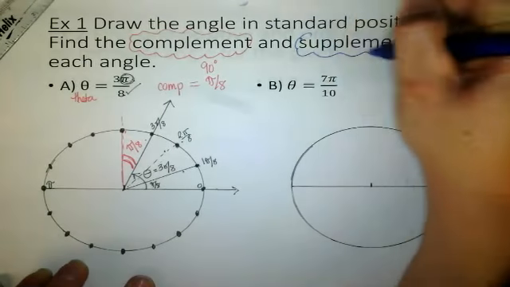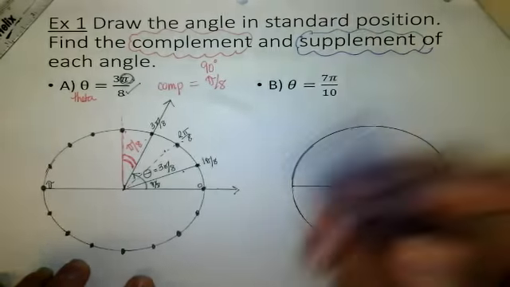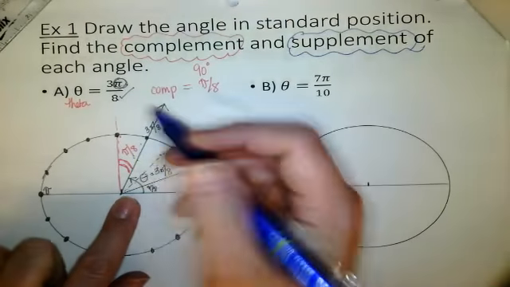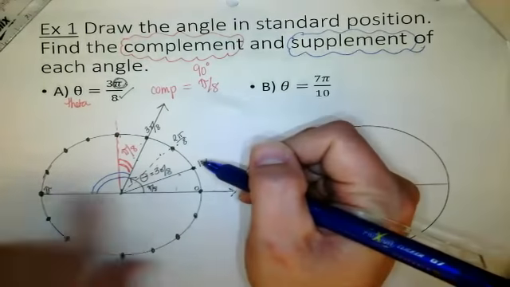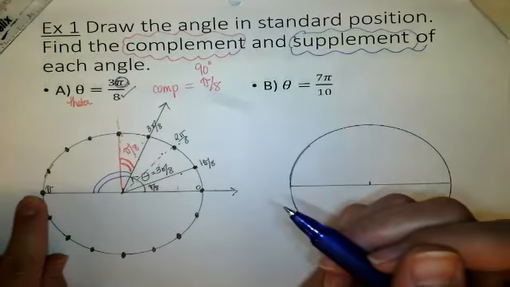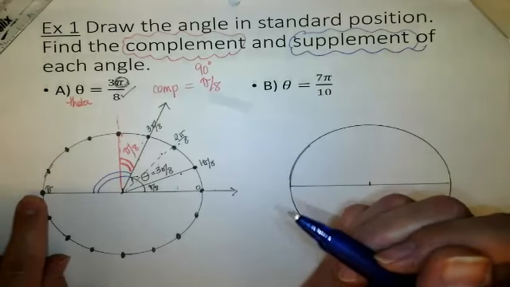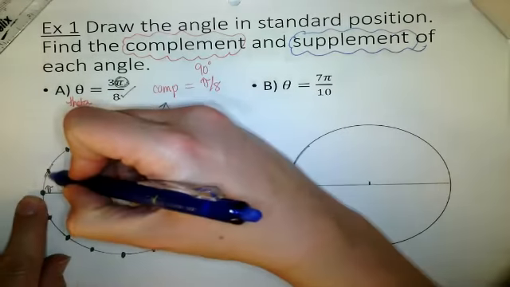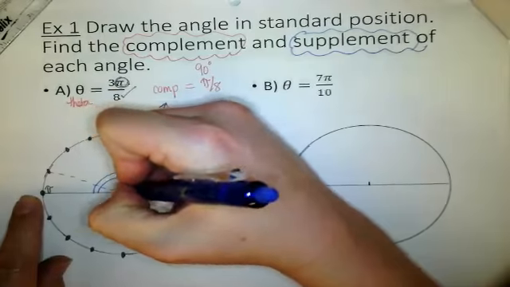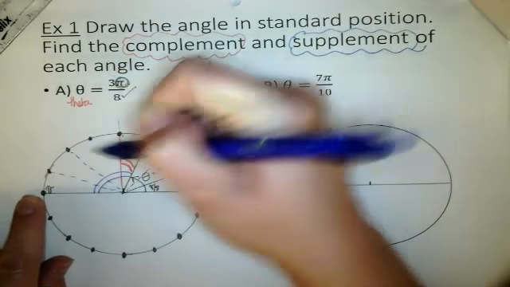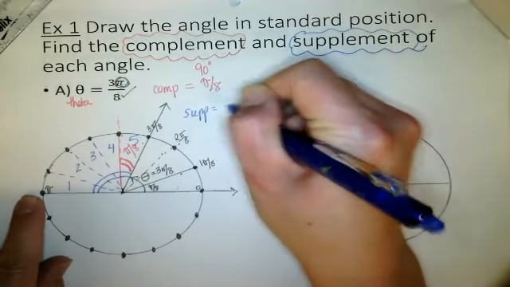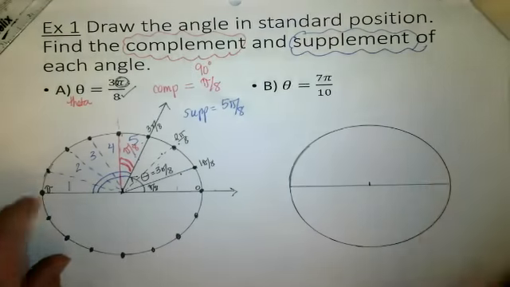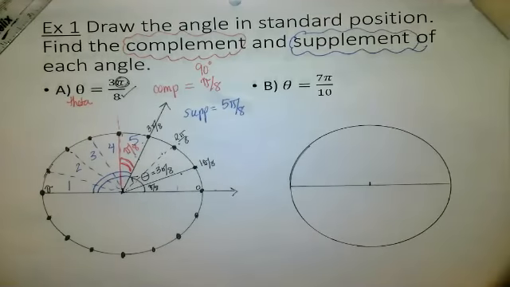What does it mean to be the supplement? To get to 180. So we're here at 3 pi over 8. I want to know what angle gets us all the way to the 180 or pi mark. Yeah, so 5 pi's over 8. There's 1 pi over 8, 2 pi's over 8, 1, 2, 3, 4, 5. 5 pi's over 8.